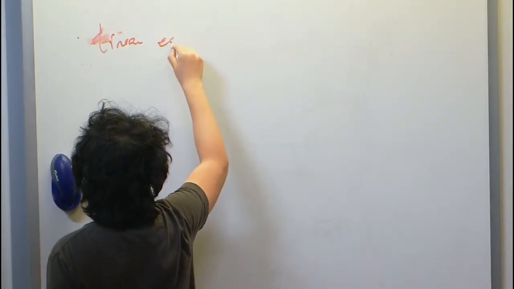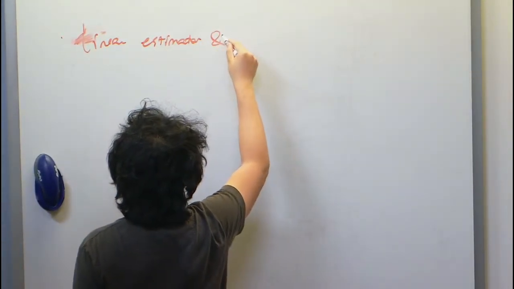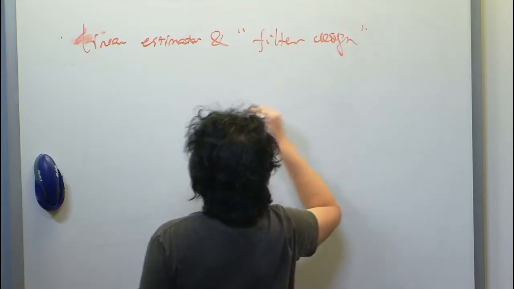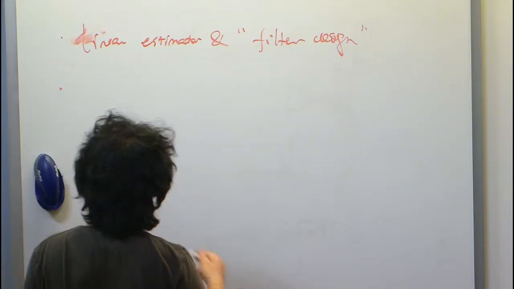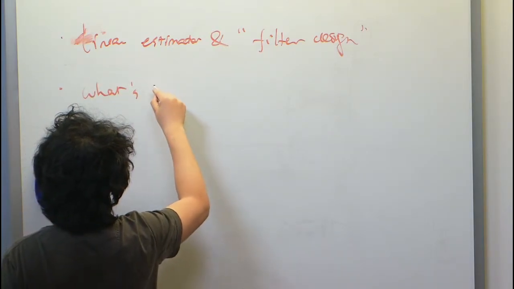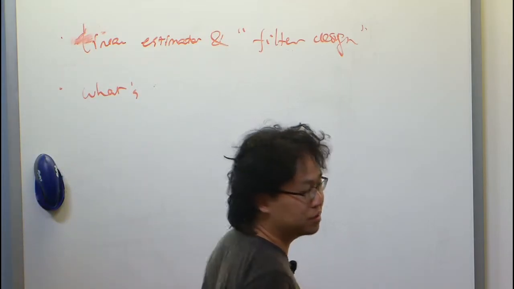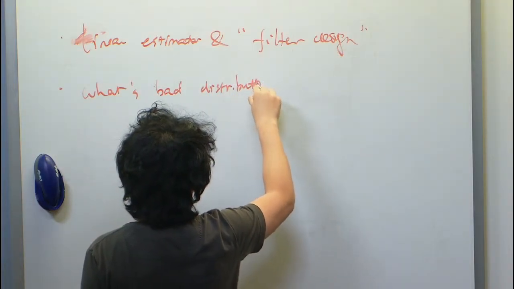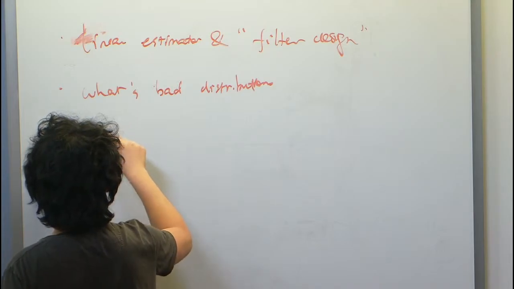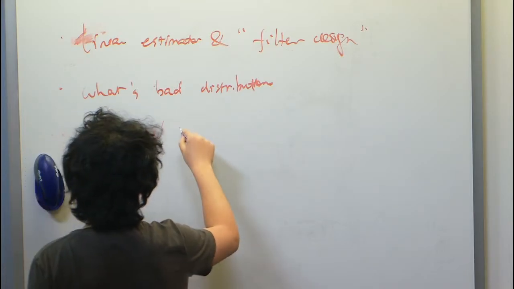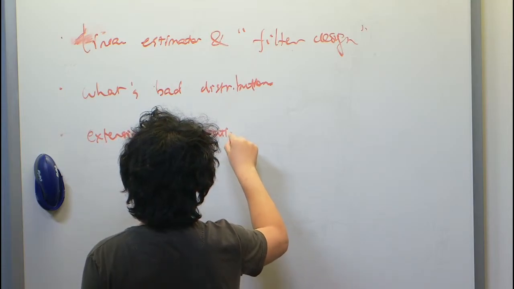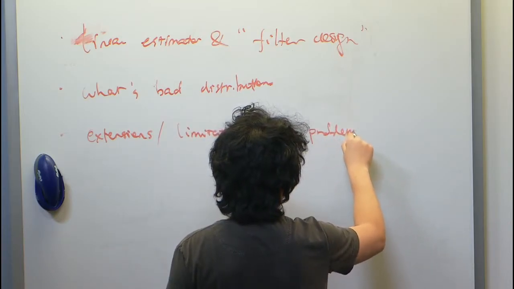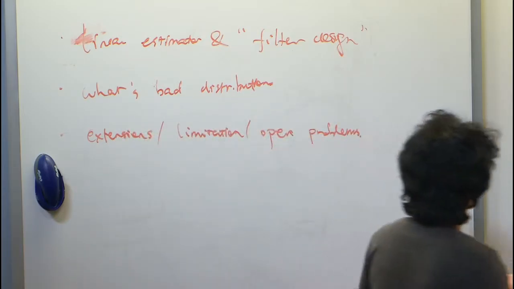So the linear estimator and why it looks like a filter design. And then I want to discuss the impossibility result and what the bad distribution is. What does the worst instance on the ensemble of instances look like? What's the bad distribution? And I will discuss some extensions, some limitations, and other related open problems. I don't know if they are open or not. So, right, let's get started.